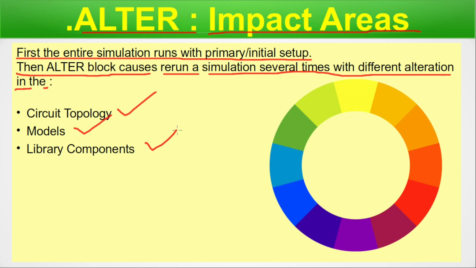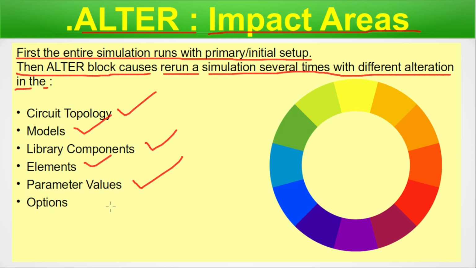We know already about the SPICE libraries, and they can be changed with the alter philosophy. Next, we have the elements. Circuit elements also can get altered by the alter philosophy. Next, we have parameter values, which we have already come across. Next, we have different options for the settings and so on that we already know from previous episodes, or something which we may come across in upcoming episodes.